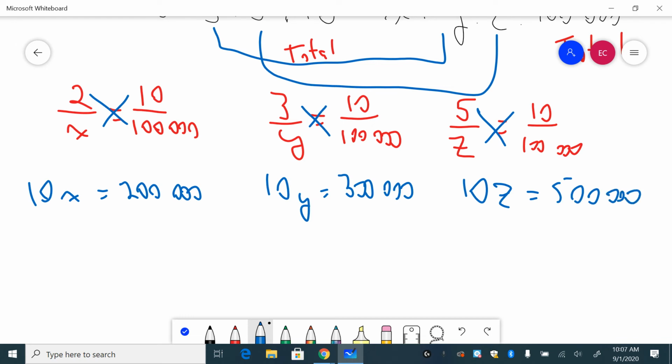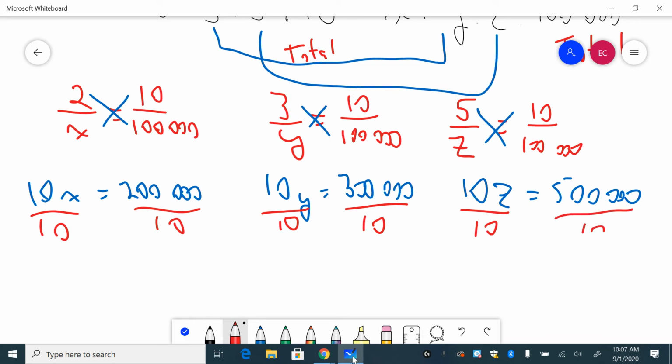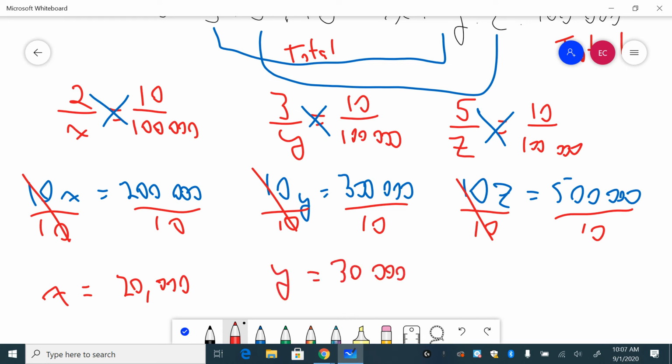And then you're just going to do your last step, which is divide by 10 to get rid of that number beside the letter. So I'll just cross these all off, and then you can just work it out. So x equals 20,000. Y equals 30,000. And Z equals 50,000.